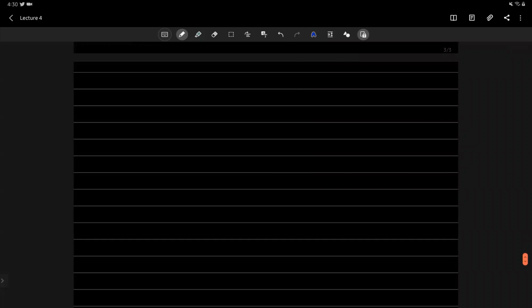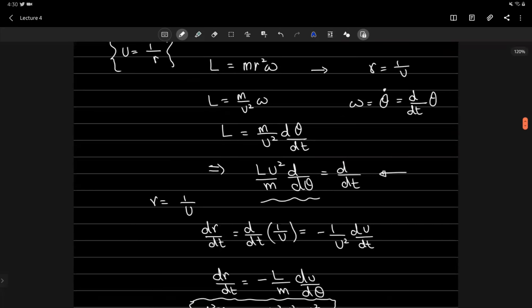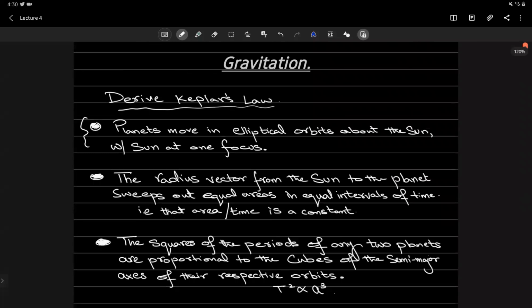Okay, so now let's move on, let me write it over here. Let's move on to Kepler's second law. So, Kepler's second law tells us, well, if I go back up here, what does it say? It says that the radius vector from the sun to the planet sweeps out equal areas in equal intervals of time.